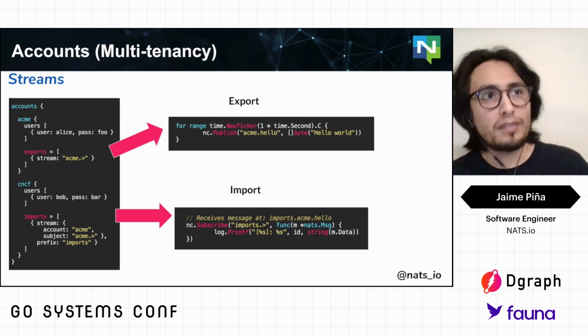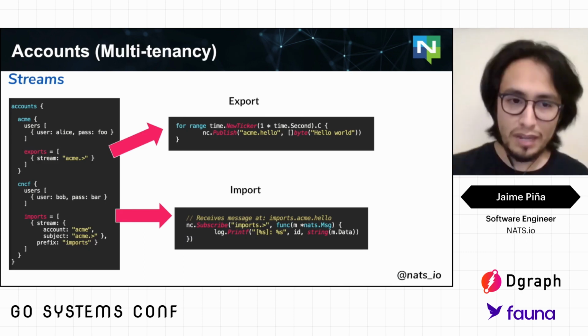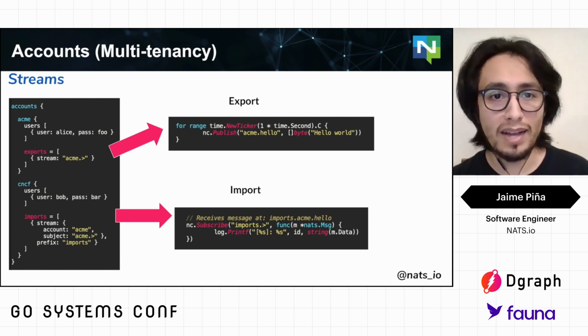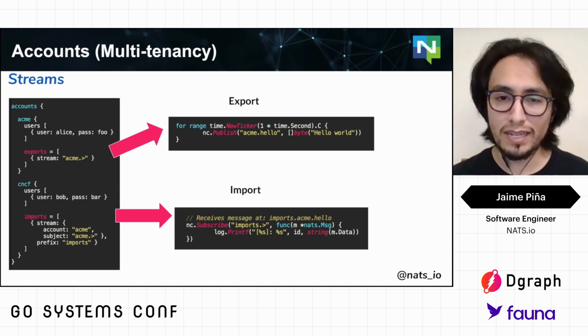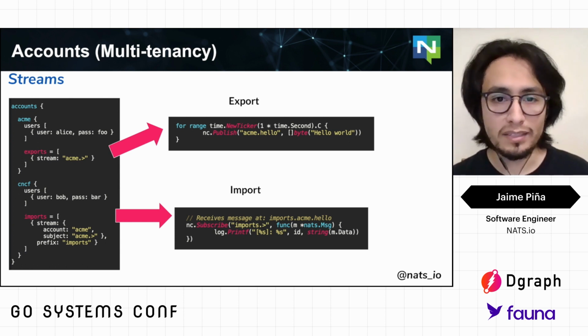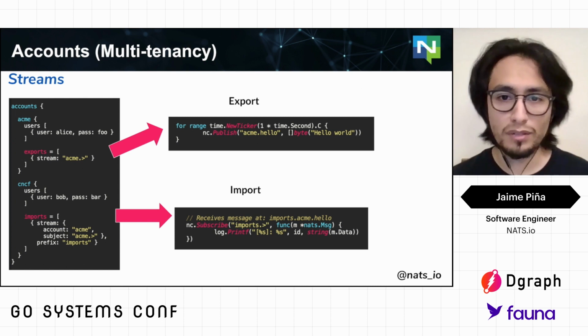So we talked about subjects and how to send messages on subjects. Now we can talk about accounts, and accounts allow for multi-tenancy. And multi-tenancy is great when you want to isolate different teams or different organizations or different groups in a company.